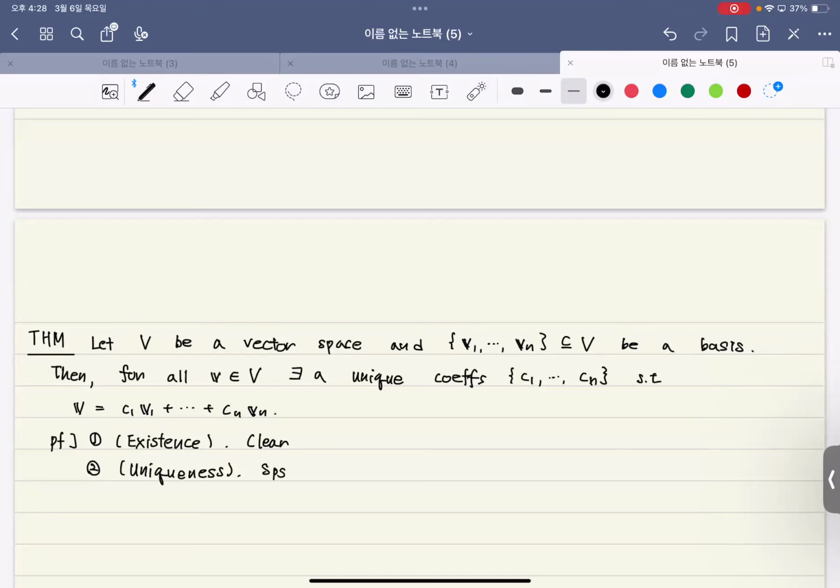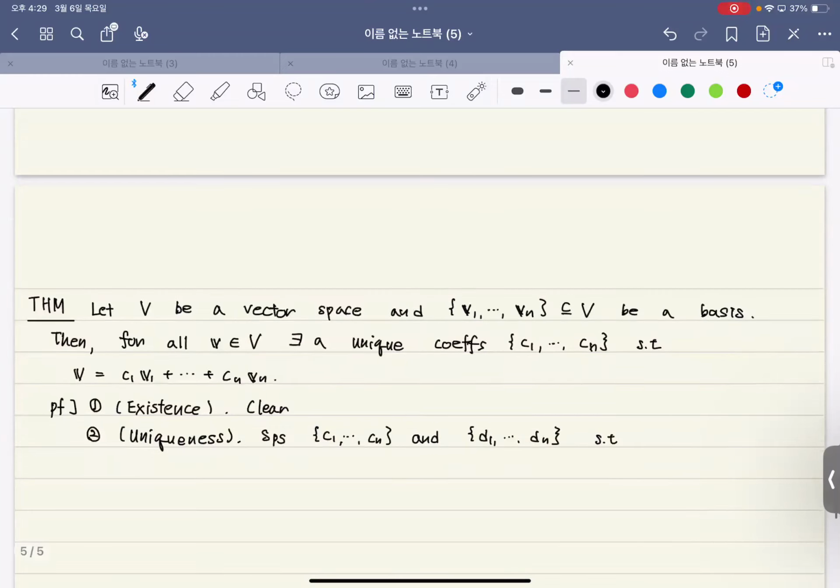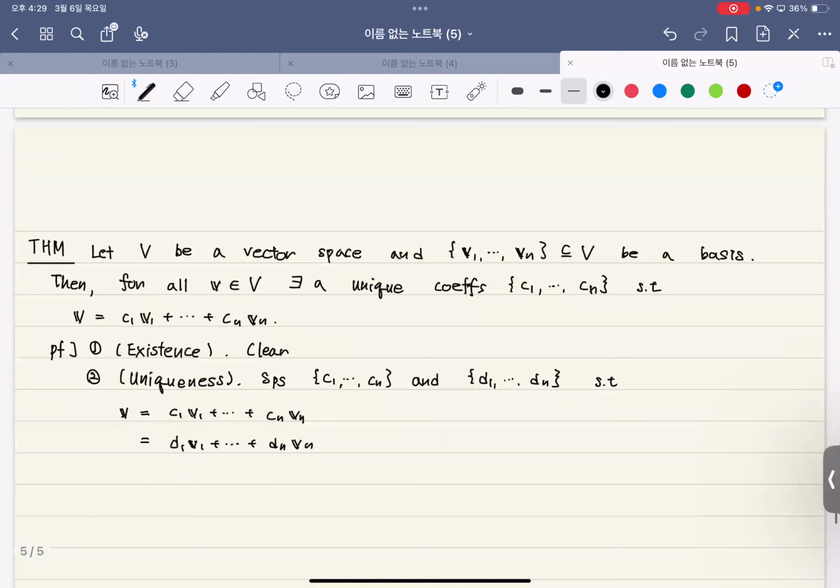Suppose that I have two different sets of coefficients, d1 to dn, such that v is c1 v1 plus up to cn vn, and at the same time, the same vector v is d1 v1 plus up to dn vn. Suppose that I have two linear combinations of the same vector v, right?